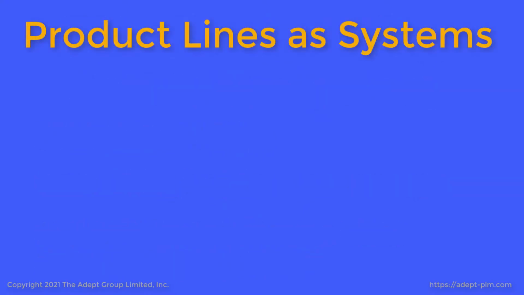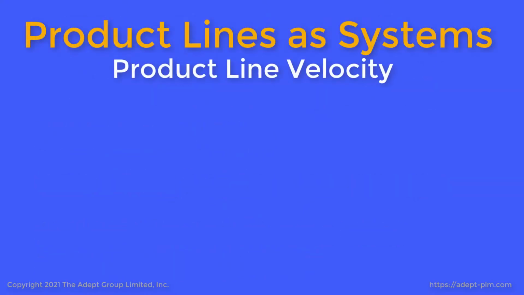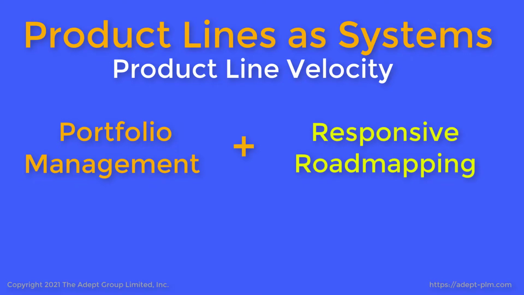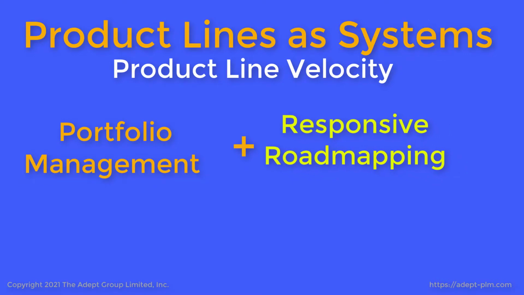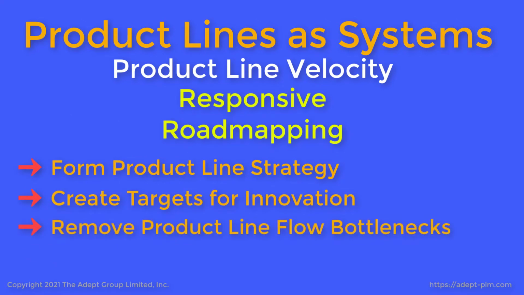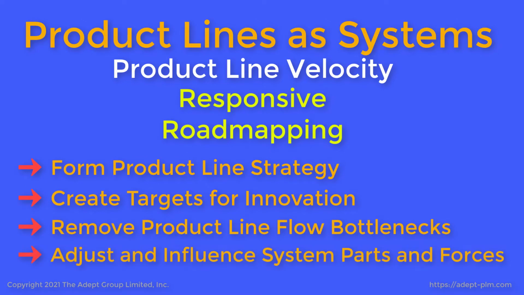When companies embrace product lines as systems and work to accelerate their product line velocity, portfolio management couples to a knowledge process referred to as responsive roadmapping. And this process goes beyond portfolio management. It creates targets, concepts, and innovations. Plus, it enables real-time adjustments to projects underway. Its entire focus is to improve the product line velocity.